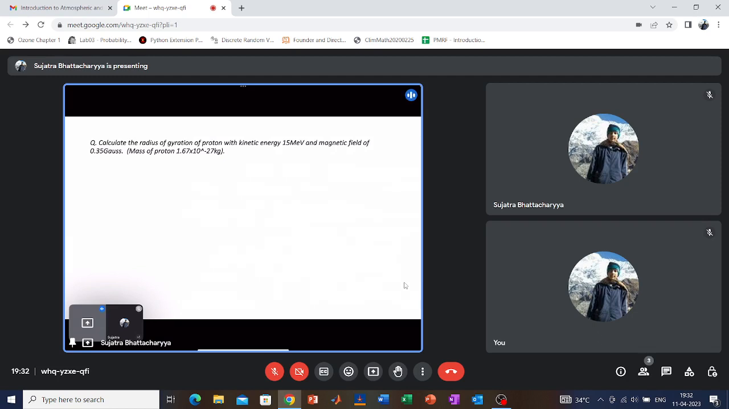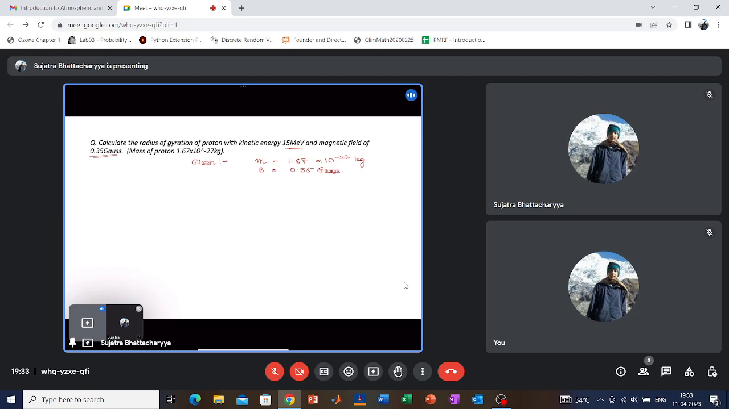So this question is: calculate the radius of gyration of a proton with kinetic energy 15 mega electron volt and a magnetic field of 0.35 Gauss. First of all, let us write what are the things which are given. One is the mass of the proton, that is 1.67 into 10 to the power minus 27. But in most cases it may not be given because it is known to people. B, the magnetic field, is 0.35 Gauss.